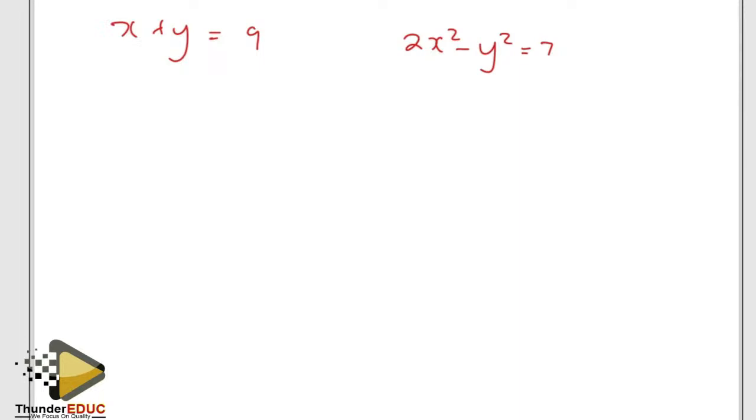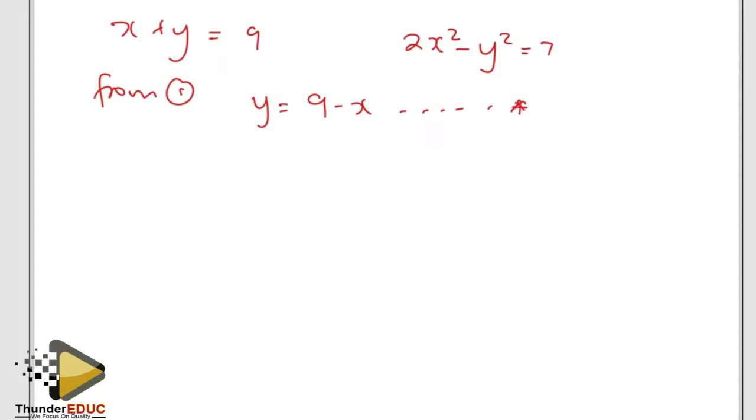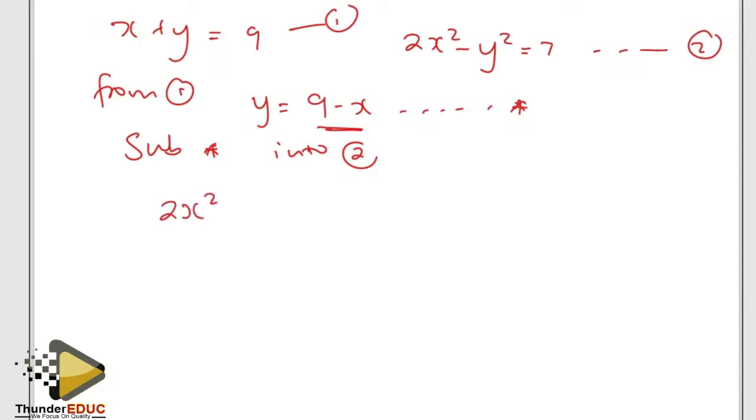So from equation 1, let me make y the subject. Which means my y is going to be 9 − x. I'll call this my equation star, or equation 3. And then I'll substitute my equation star into equation 2. Where there is y, I replace with that. So that's going to be 2x² − (9 − x)² = 7.